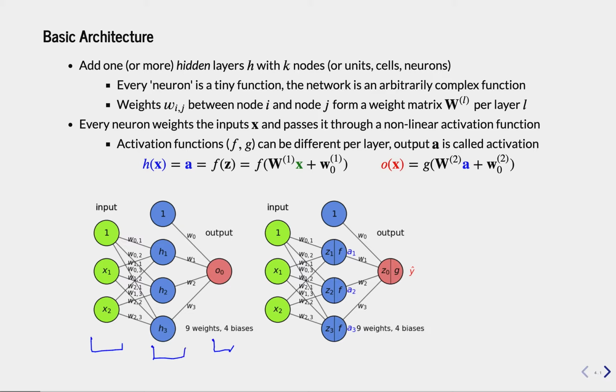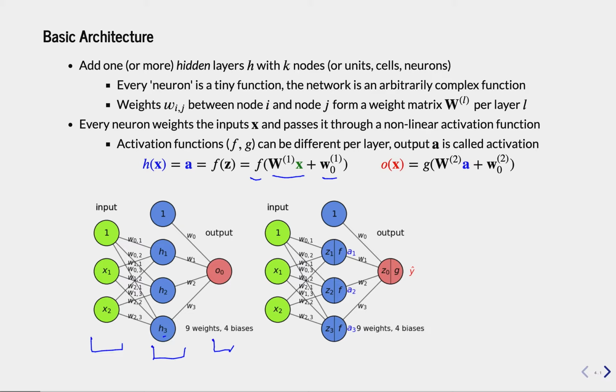And this hidden layer has k, in this case 3 hidden nodes. These nodes, you can call them nodes, or you can call them units, or you can call them cells, or you can call them neurons, depending on what you read. The vocabulary changes a bit, but most often they're called nodes or cells or units sometimes. Every one of these neurons is basically a tiny function, right? It takes the weighted sum of the inputs plus a bias and then pushes that through an activation function f.